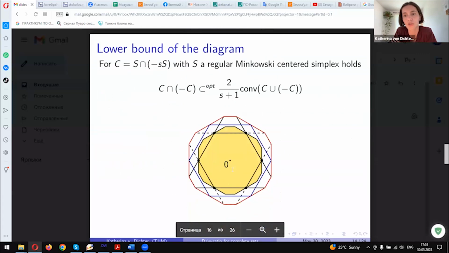Here is a picture that shows all the symmetrizations of the considered set. The minimum is the convex hull of the black dots. The yellow set is the harmonic mean, the blue set is the arithmetic mean, and the red set is the maximum, the convex hull. From the picture, you can see that to get optimality between the intersection and the convex hull, that is, the convex hull of the black dots and the red set, you need the factor 2 over S plus 1.